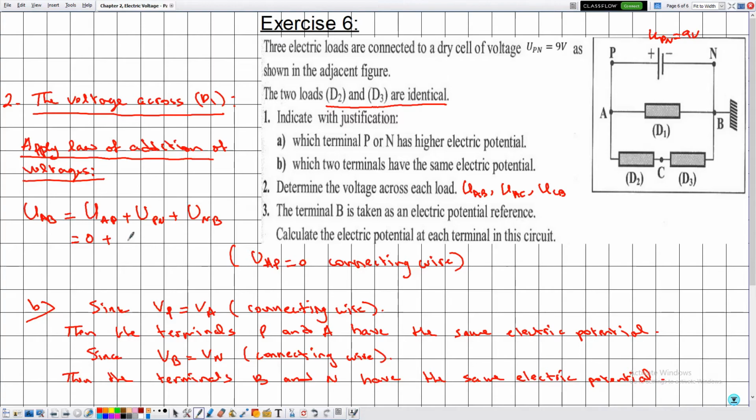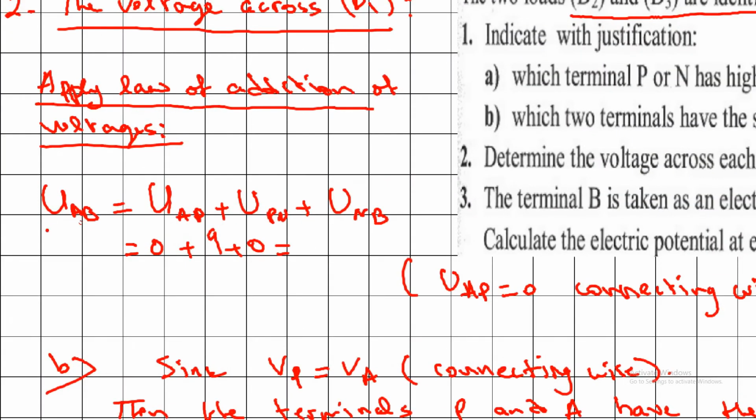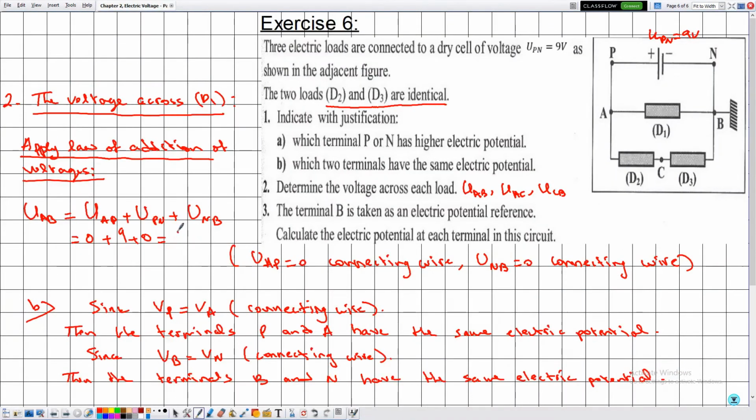Now UPN is given by 9, and UNB is equal to 0, and the reason is that across the terminals of N and B we have a connecting wire. So this is 9 plus 0. This is a linear equation and one unknown. The unknown is UAB, so this is given by 9 volts. So UAB is equal to 9 volts.